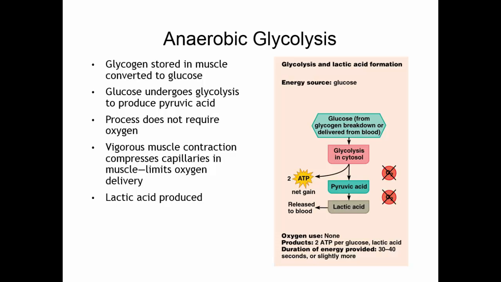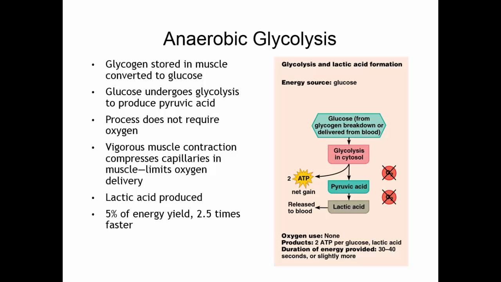We also produce lactic acid. If lactic acid remains in the muscle, it can make the muscle stiff. Lactic acid can be released to the blood and taken to the liver, where it can be converted back to pyruvic acid, and we can reuse that to make more ATP.